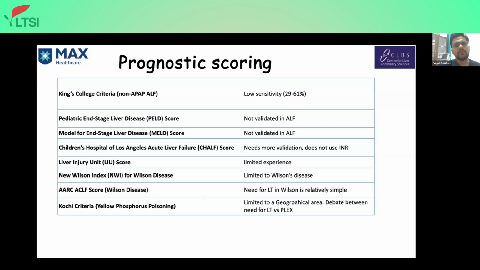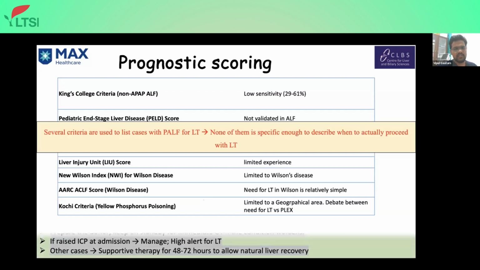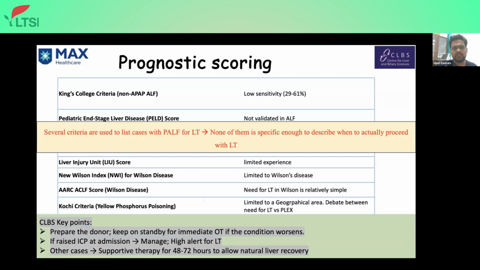Next. So coming to prognostic scoring, there are a lot of LT listing criteria specific for children. But none of them is specific enough to describe when to actually proceed with LT. So what are the practical points? When should we proceed for LT when we are not relying on these LT markers?